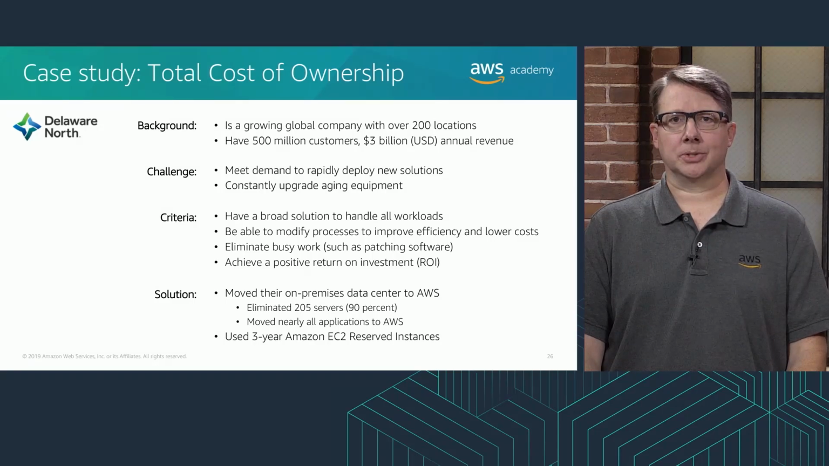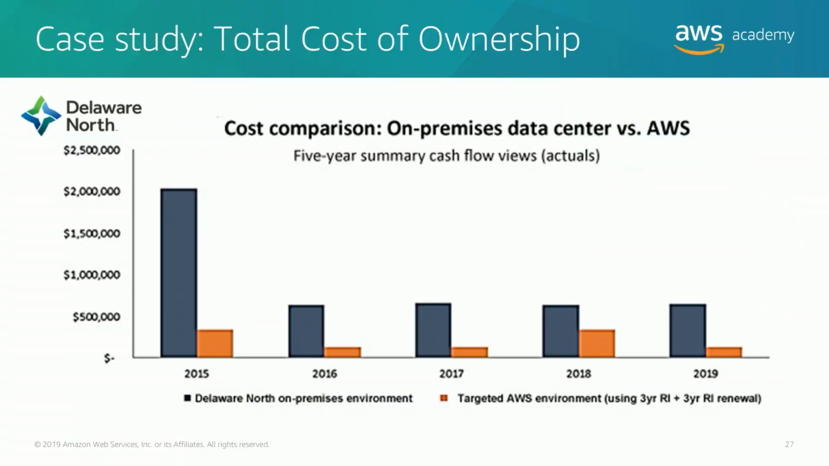From an operational perspective, Delaware North wanted the features and flexibility to modify core IT processes to improve efficiencies and lower costs. Finally, financial requirements needed to demonstrate a return on investment for moving away from their existing data center environment. A cost comparison completed by Delaware North demonstrated that it could save $3.5 million based on a 5-year run rate by moving its on-premises data center to AWS.